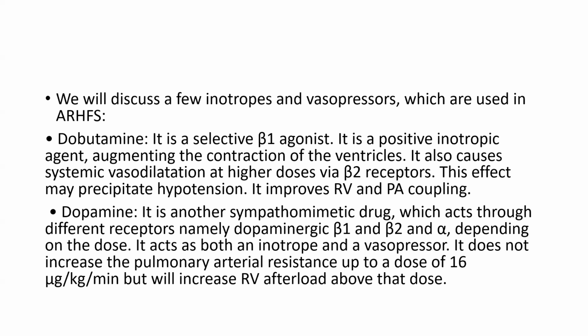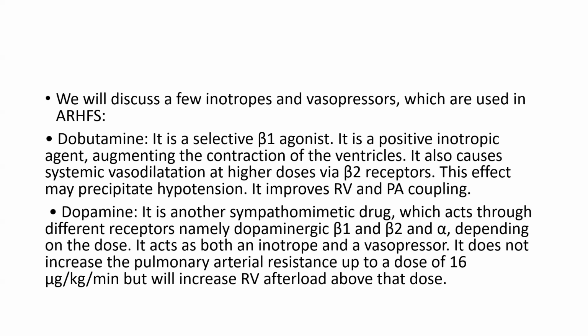So first is dobutamine. It is a selective beta-1 agonist. It is a positive inotropic agent, augmenting the contraction of the ventricle. It also causes systemic vasodilatation at higher doses via the B2 receptor. This effect may precipitate hypotension and cause RV and PA uncoupling.